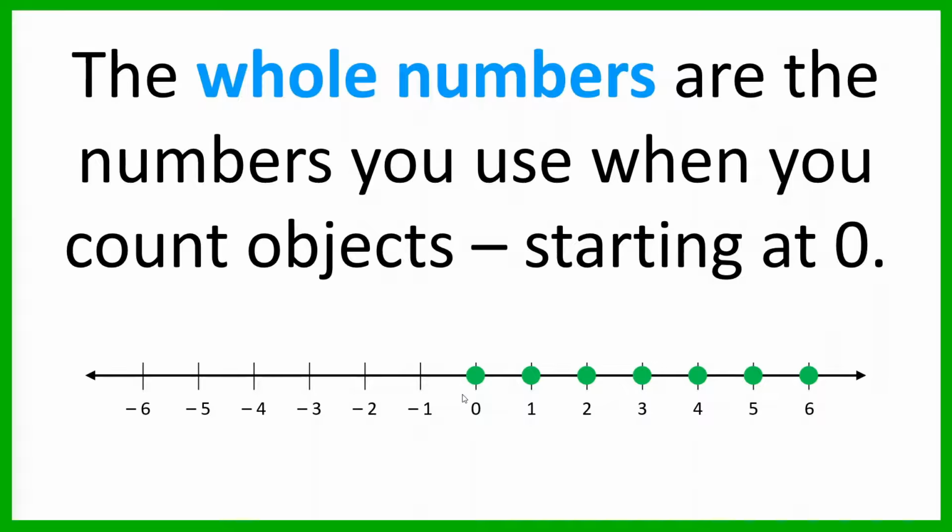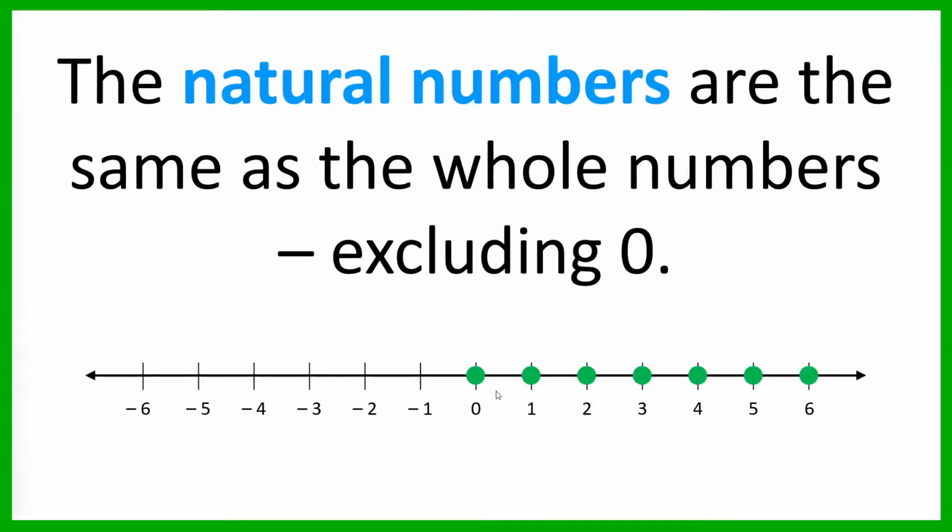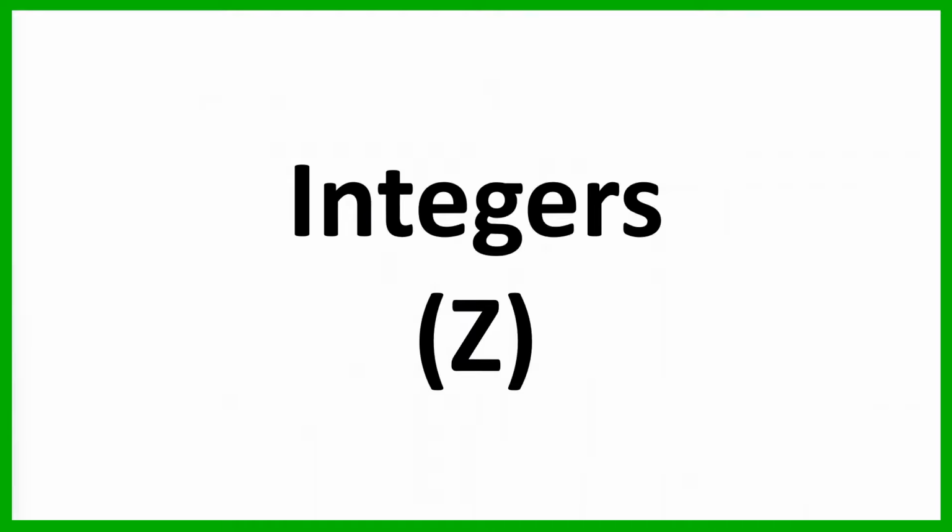All the numbers that we use when we are counting objects, including 0, those are our whole numbers. Then we've also got natural numbers, which have the symbol N. Natural numbers are the same as the whole numbers, except that they do not include 0, they exclude 0. So it's just 1 up to positive infinity, 1, 2, 3, 4, 5, 6 up to positive infinity. And just like whole numbers, they are also numbers that we use when we are counting objects. Okay. Then we've also got integers that we've learned about before.